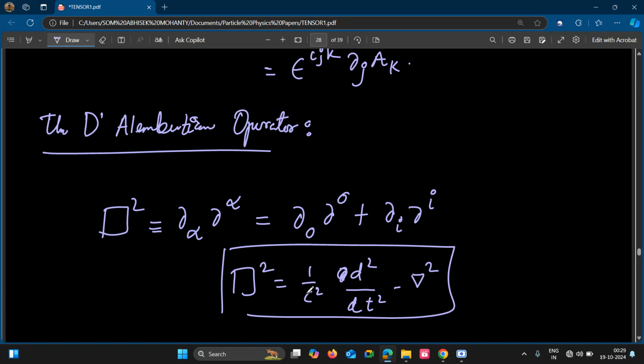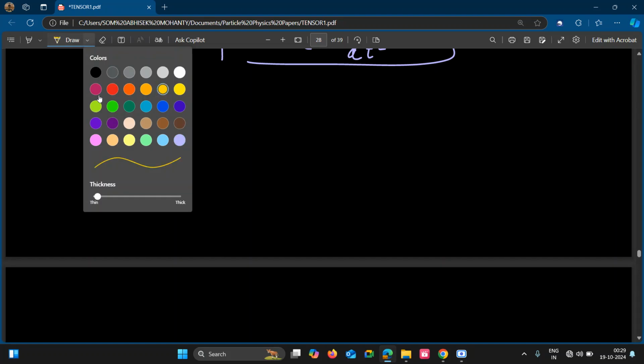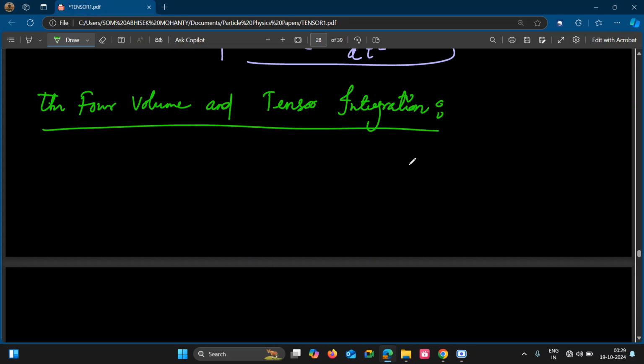Okay. So next write down the 4-volume. The 4-volume and tensor integration. The invariant 4-volume element.